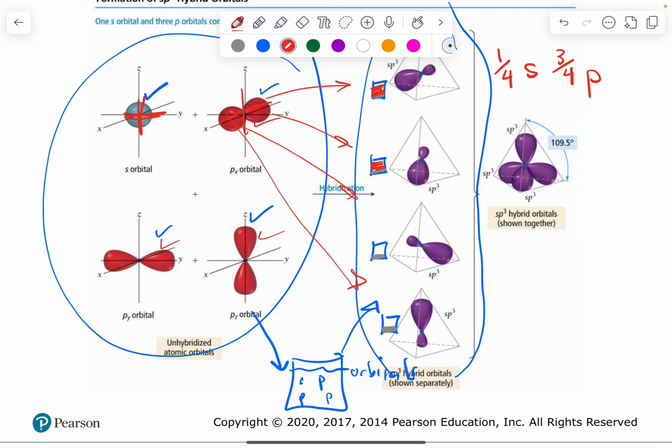If this sounds ridiculous to you, because how in the world can we mix up orbitals and divide them back out? No, that's not really what's going on, but the thing that results when carbon bonds with hydrogen looks exactly like this. It has the shape, it has the energy associated with a quarter s orbital and 3/4 part p orbital.